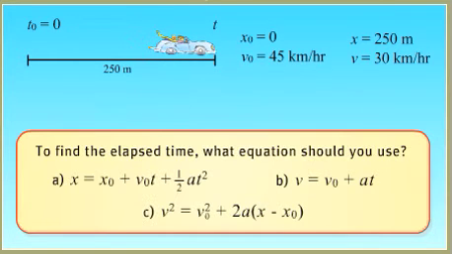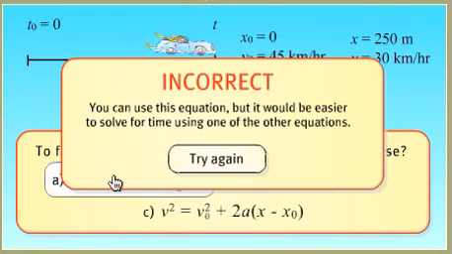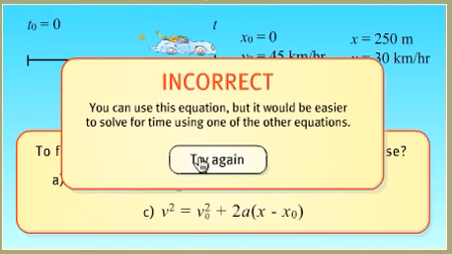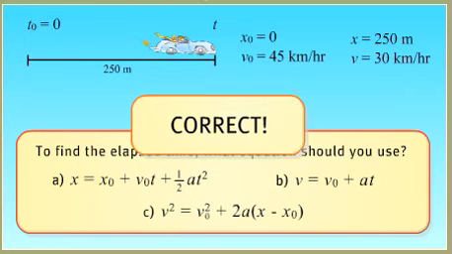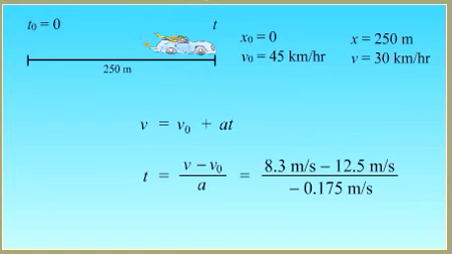Now that you have the acceleration, you can go on to the next part of the problem, which is to determine the elapsed time. Which equation should you use? Try again. Correct. Solve for the time and then put in the numbers. Notice that time should always be a positive number.